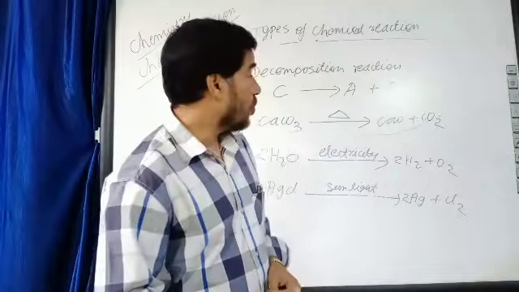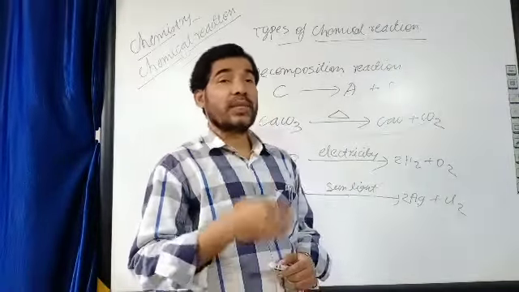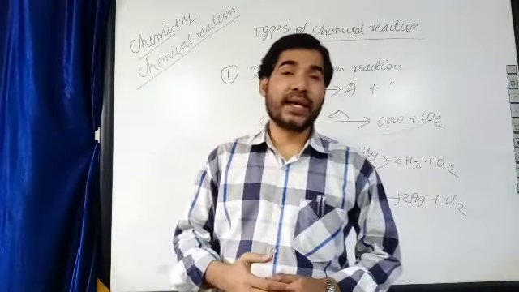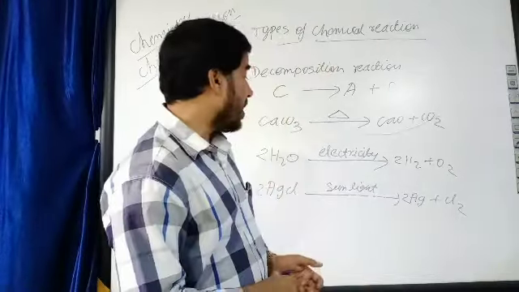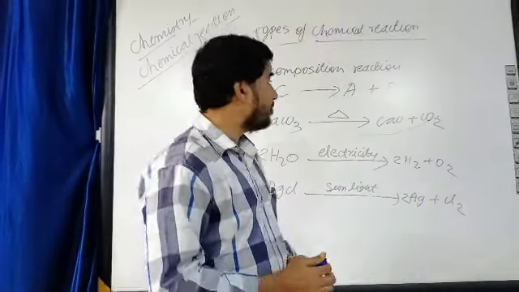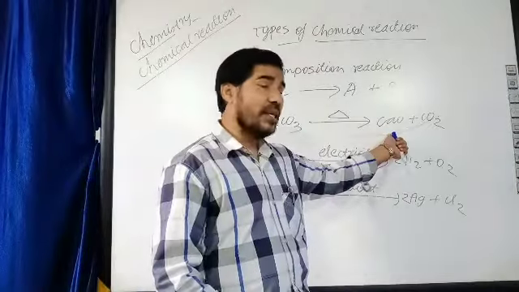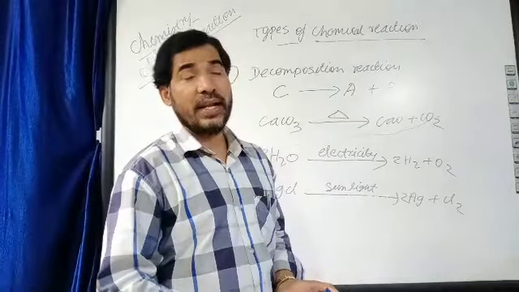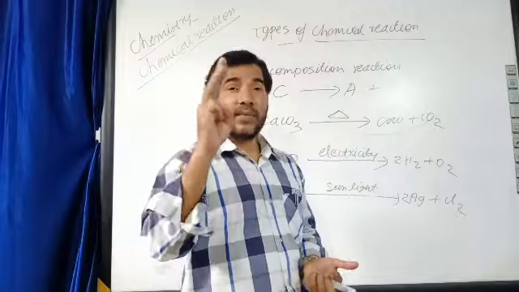But you should know decomposition reaction is of three types: one is called thermal decomposition reaction, second is called electric decomposition reaction, and third is called photo decomposition reaction. Once again, listen, decomposition reaction is of three types. One is thermal decomposition, second is electric decomposition, and third is photo decomposition. And for all the types of decomposition reaction we have taken separate examples.